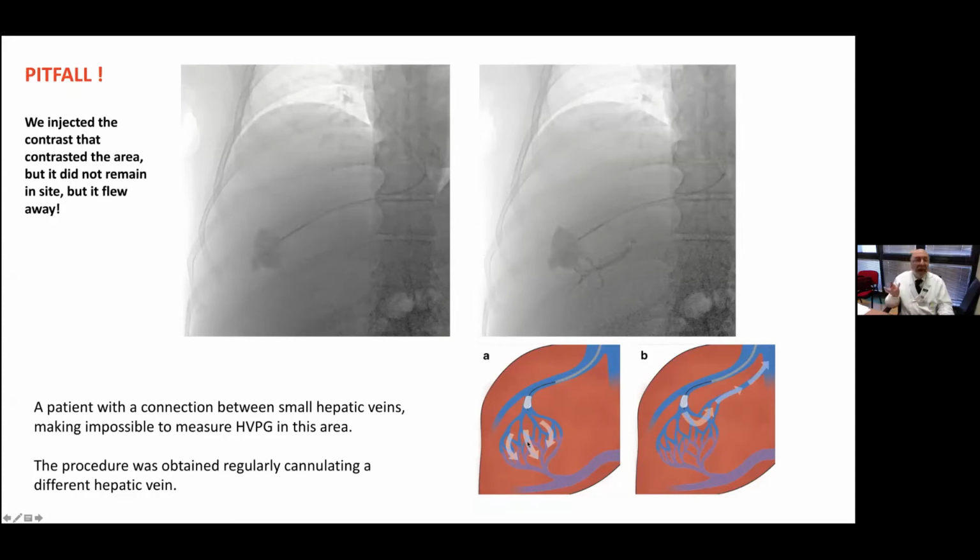You see that the contrast is injected, but instead, or together, it goes away and returns with a different vein. So there is a connection between small hepatic veins that makes it impossible to measure HVPG in this area. So the contrast goes away and did not remain here. This procedure, however, fortunately, was obtained regularly, cannulating a different hepatic vein. We changed the place, and we were able to end this examination.